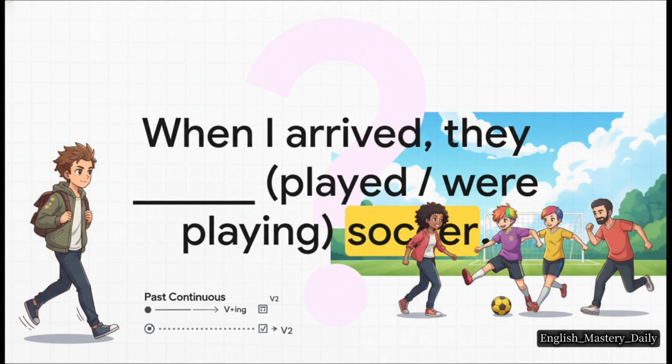Let's try one more. When I arrived, they blank soccer. So here we have one action, arriving, that interrupted another longer action. They were already playing when I got there, right? So the answer has to be were playing, using our past continuous tense.